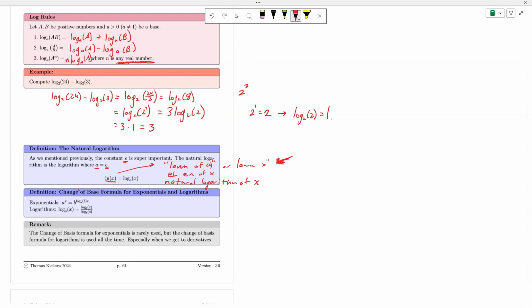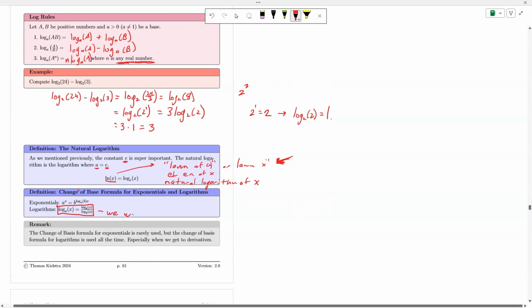And we have a nice change of base formula when using our logarithms and exponents. And one of them is really nice and one of them is not so nice. So the really nice one is this one here. This is our really nice change of base: log base a of x equals log base b of x over log base b of a. This one we use lots, and we will discuss this when taking derivatives.